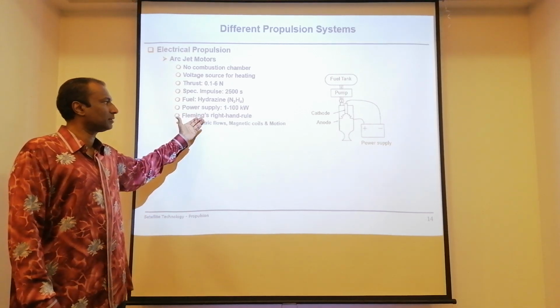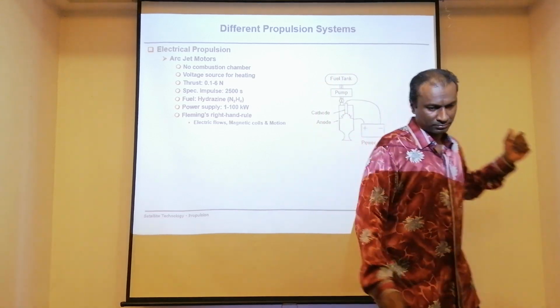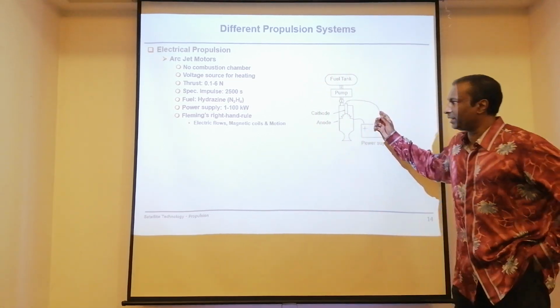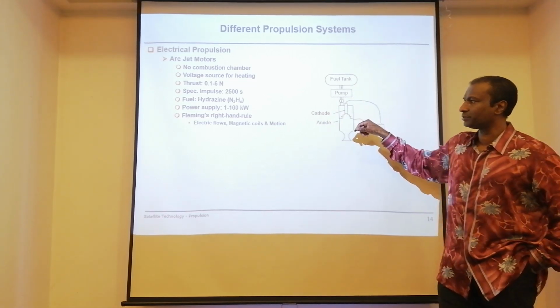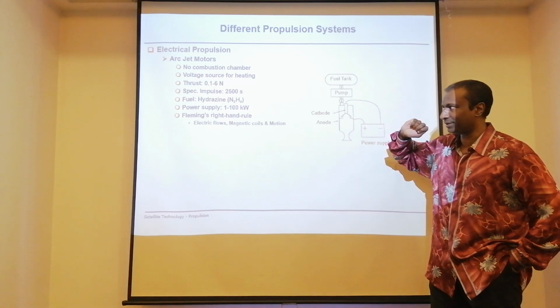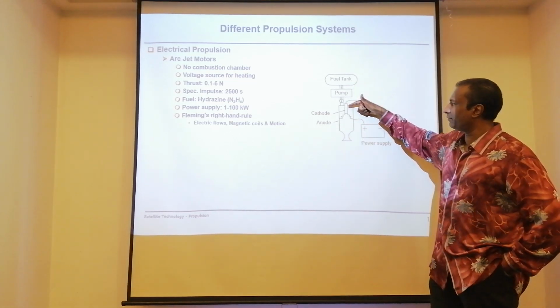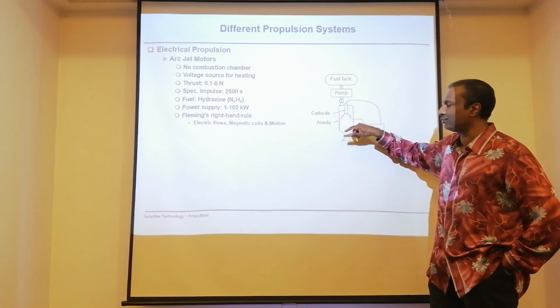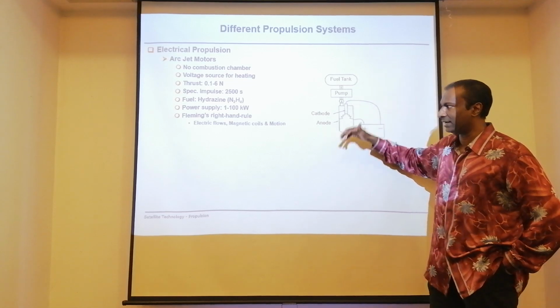Why such a high amount of power supply? Because of this process. If you look at how this whole system works, it works on Fleming's right hand rule. You have electrical flow. When you have electrical flow, you will have two poles, anode and cathode.